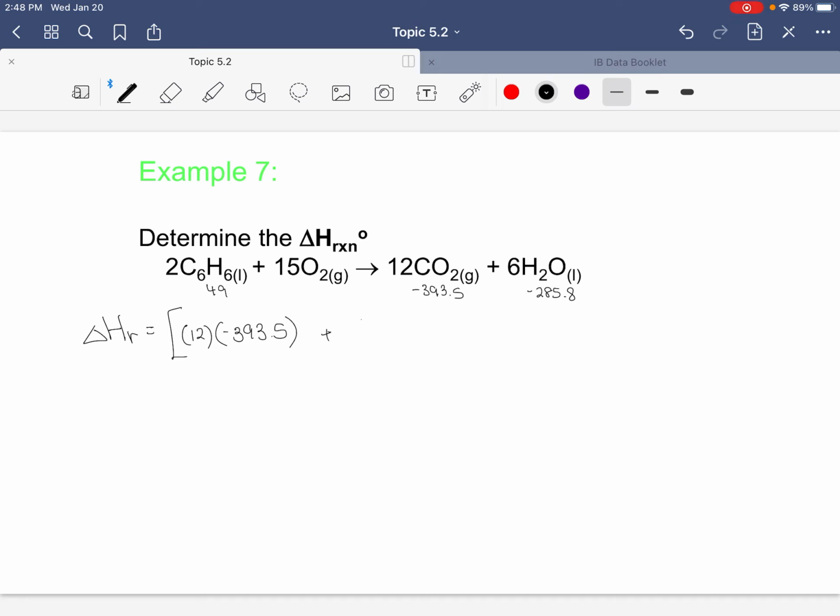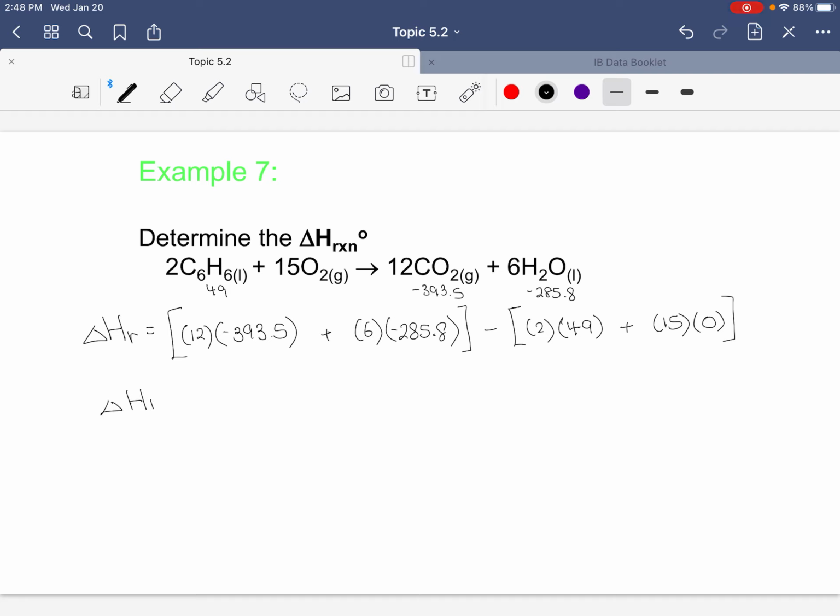Plus, I have 6 moles of water, and each water is worth negative 285.8. Close this bracket. Minus, I have 2 moles of benzene, and each benzene is worth 49 kilojoules per mole. Plus, I have 15 oxygen, and oxygen is worthless. Close your bracket.